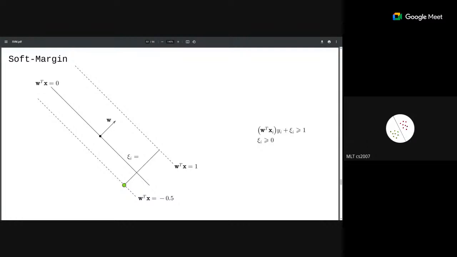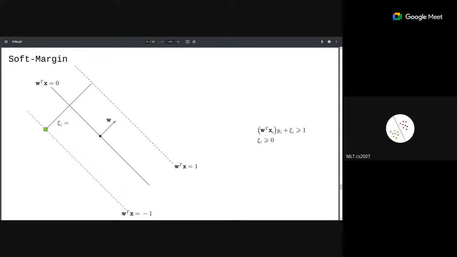Okay, now next case, how much should I push this so that it falls on the right side of the boundary? 1.5, right? So this is actually, if you notice, 1 minus W transpose X for this point, and it's 1 minus 0.5, and it will be 1.5.